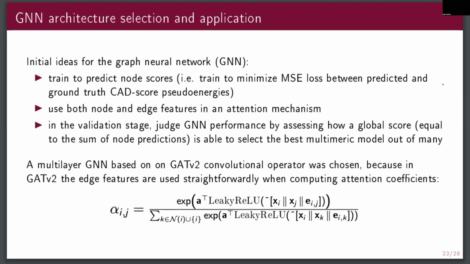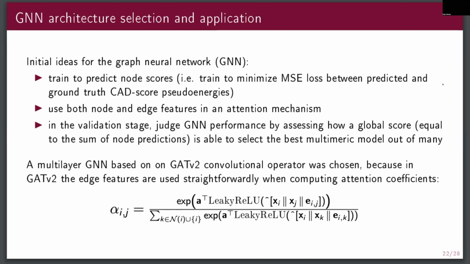And then neural networks. The initial idea for the graph neural network was that we want to train to predict node scores, those pseudo energies. And because we have those nice pseudo energies, we basically train to minimize MSE loss. No need to construct some complex loss function. And we wanted to use both node and edge features in some sort of attention mechanism.